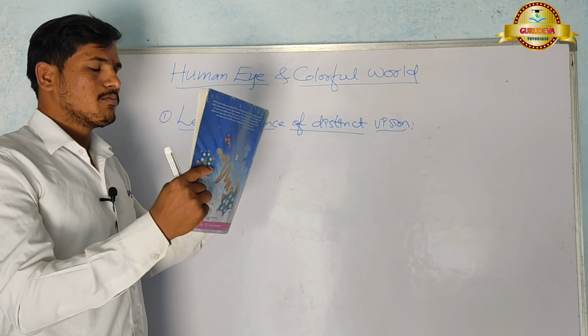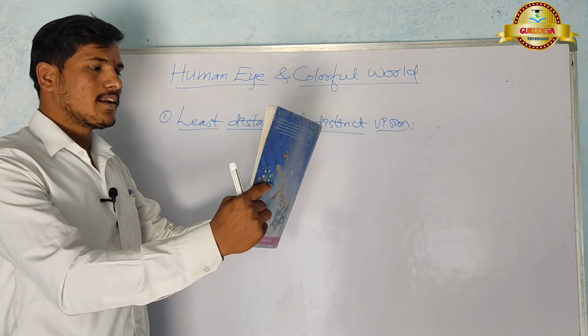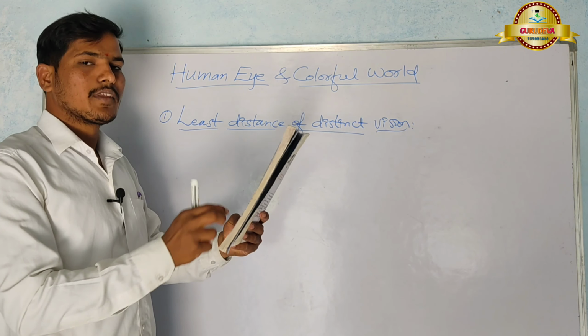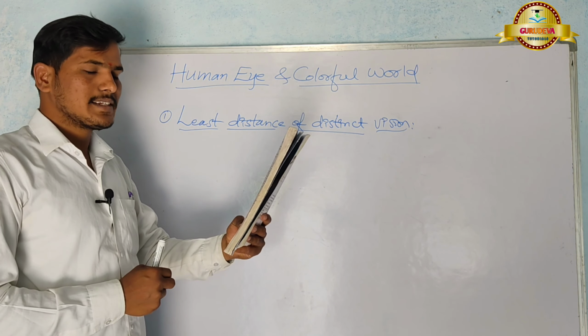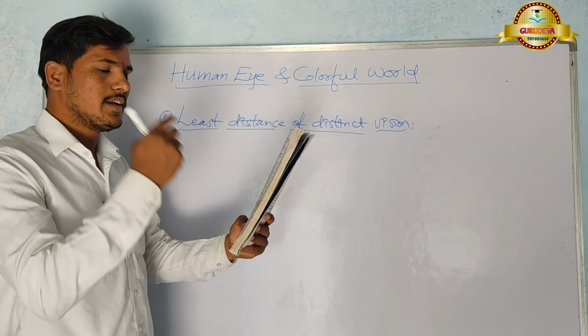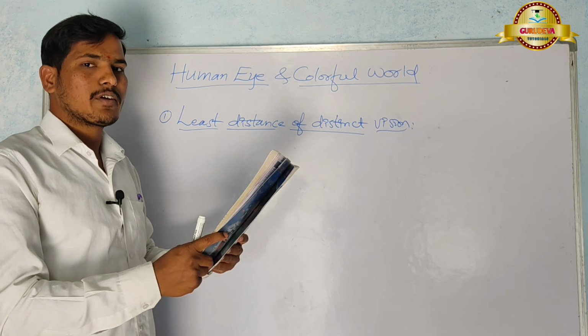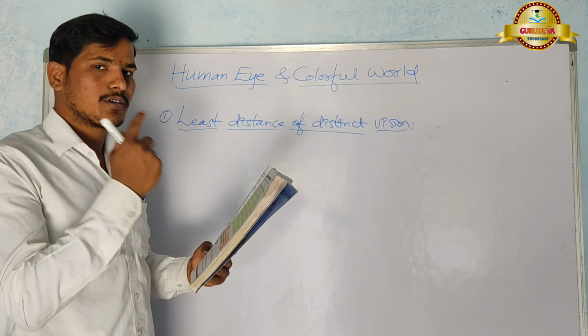So now try to move the textbook backwards. Slowly move the textbook backwards like this, where you can observe the printed letters clearly. Ask your friend to find out the distance between your eyes and the textbook. Repeat this activity with your friends and find out the average distance between the textbook and eyes.